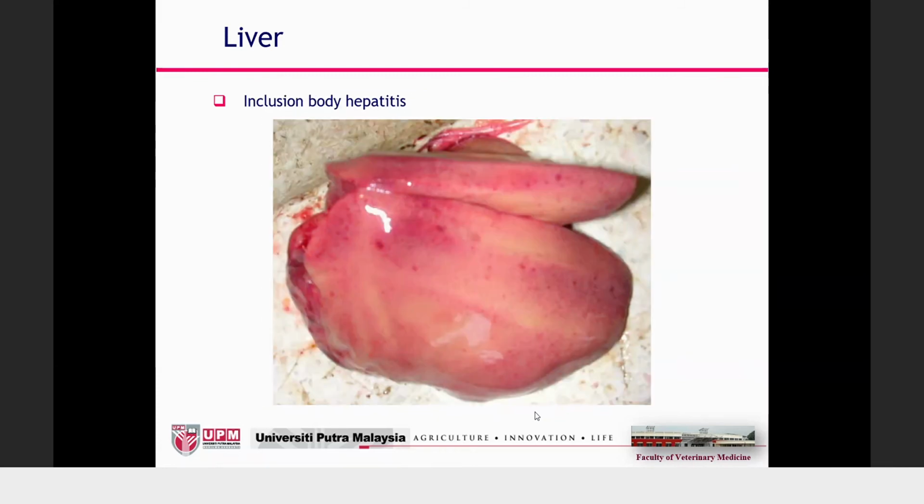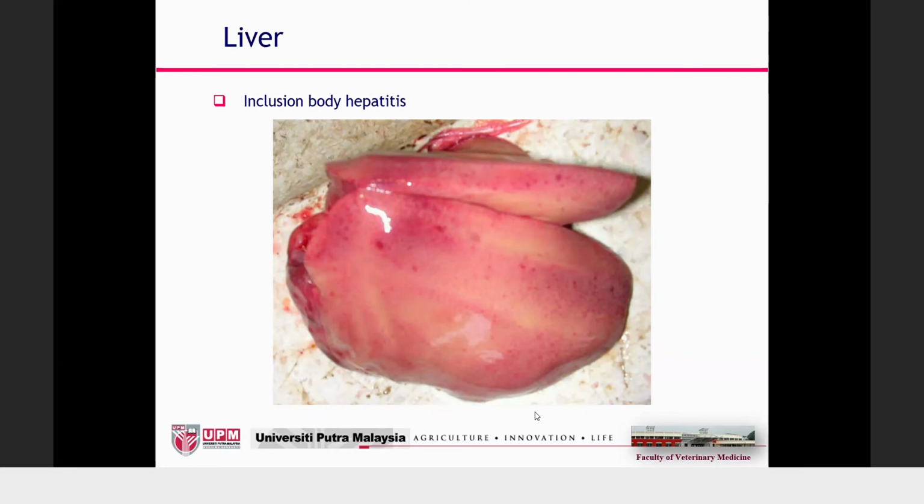This is an example also. The canine is a dog, isn't it? But in this case, we have inclusion body hepatitis. And this is in chicken. In chicken, inclusion body hepatitis. Again, they are caused by adenovirus.